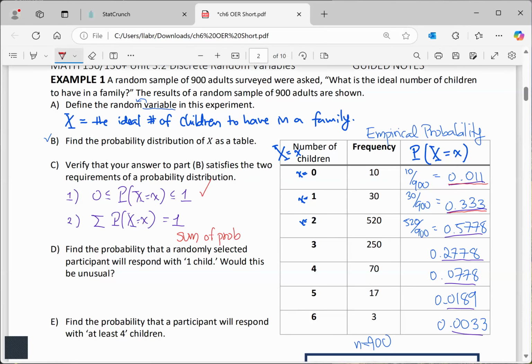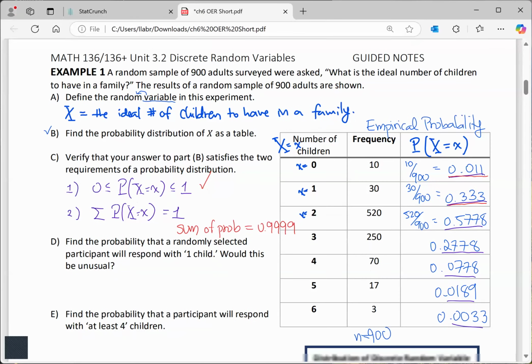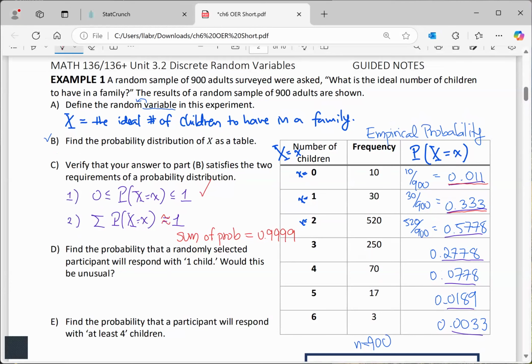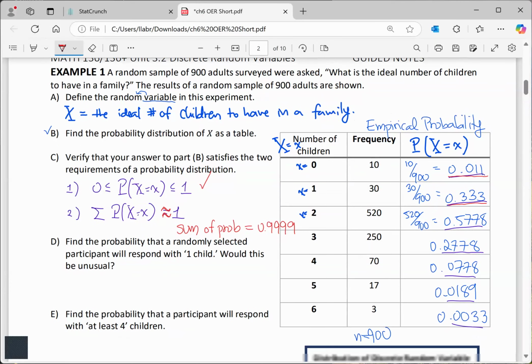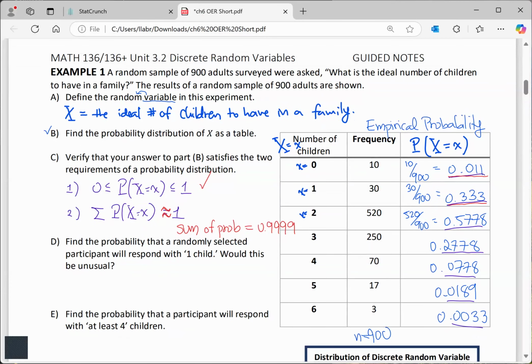It turns out that the sum of the probabilities for this example is 0.9999. It's not actually 1. That has to do with the fact that I didn't keep all of the decimals. So in reality, this second condition is that when you add all of the probabilities, you want to get a value very, very close to 1 because of rounding error. And we did actually get that. We got 0.9999. So that is good enough.